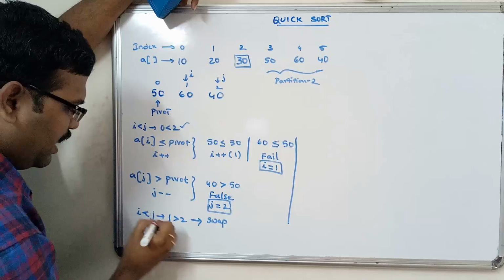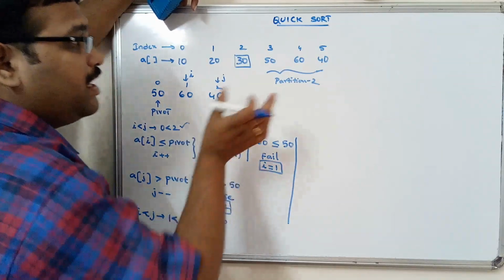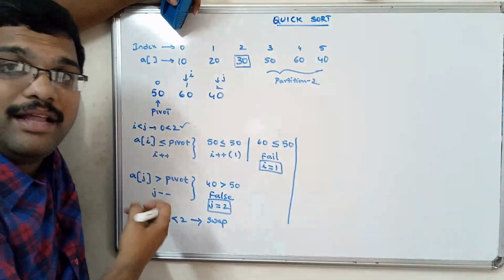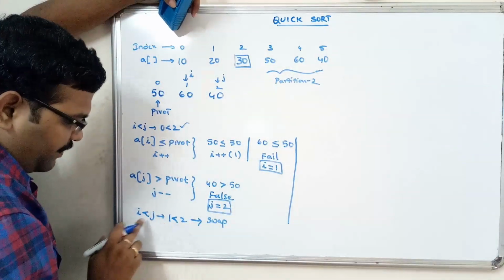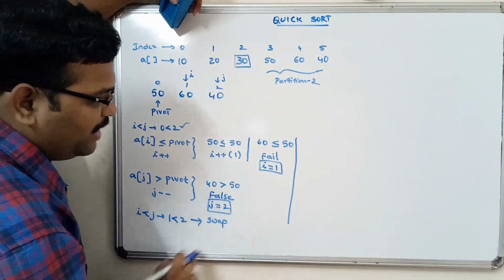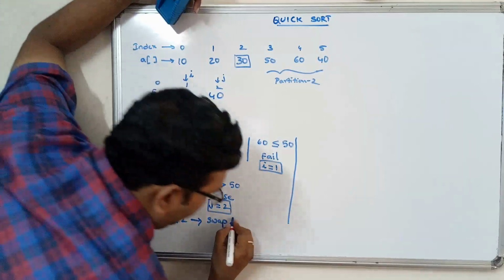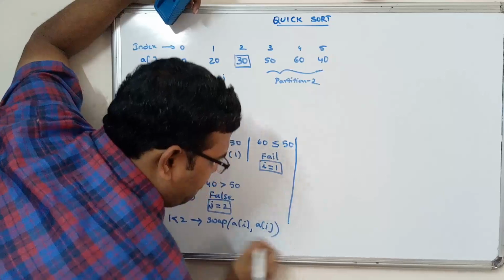I'm extremely sorry. I less than j. So if I is less than j, we have to swap the elements a of I and a of j. If I is greater than j, then we have to swap the elements a of j and pivot. So here the first condition, I is less than j. I value is 1, j value is 2. So I is less than j. So swap a of I comma a of j.